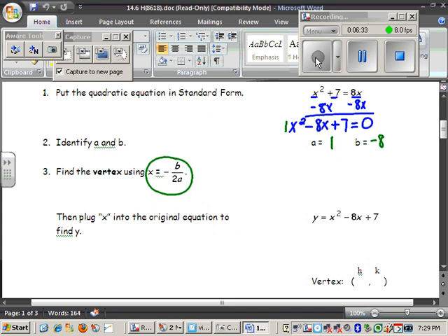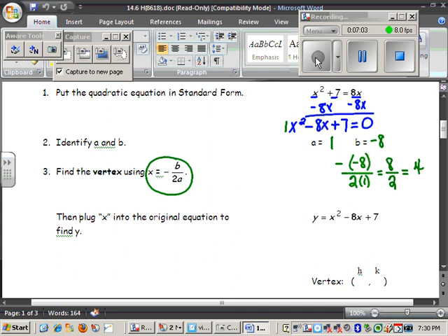So I'm going to take my b, which is a negative 8, and I'm going to have negative negative 8, so that's negative b over 2 times my a, which is 1. Now a negative negative 8 makes a positive 8, and I'm going to divide that by 2. And 8 divided by 2 is 4. So my x value of my vertex here is 4.